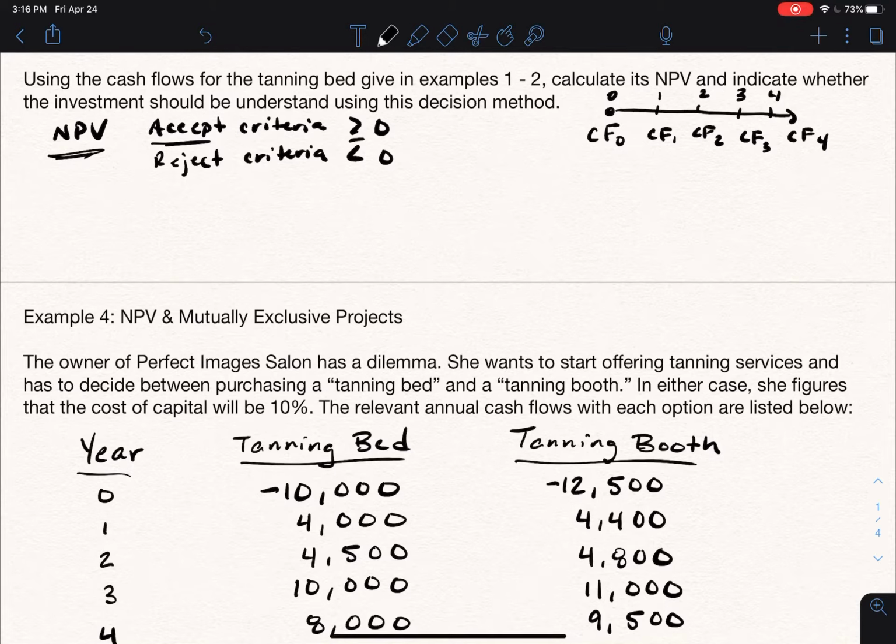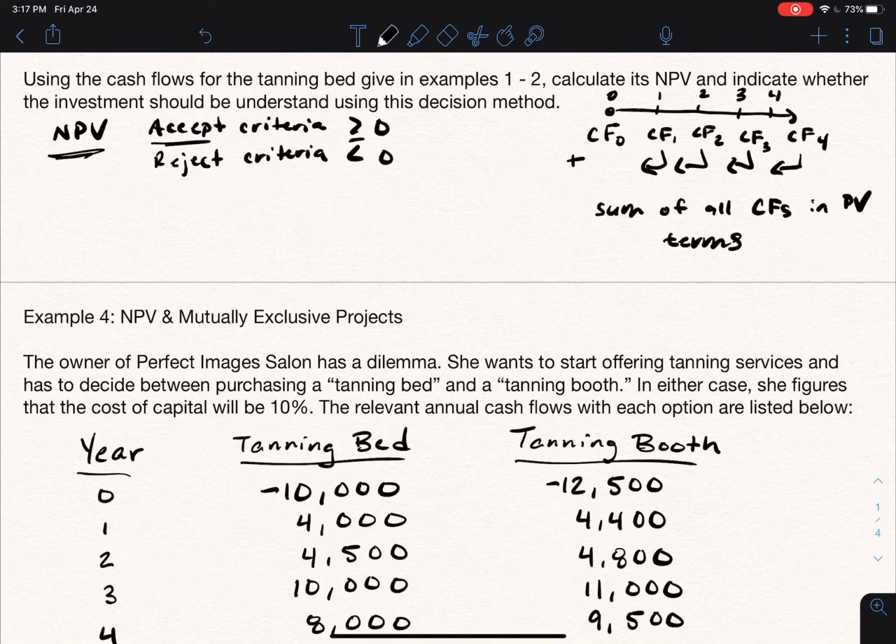And so what we're doing is we're going to discount all of these cash flows back to time 0, and then we're just going to add them all up, because that's what net means, right? Net just means adding everything up. So once they're all at the same place in time, we just add them up, and we just figure out what the sum is. So the net present value is the sum of all cash flows in present value terms.